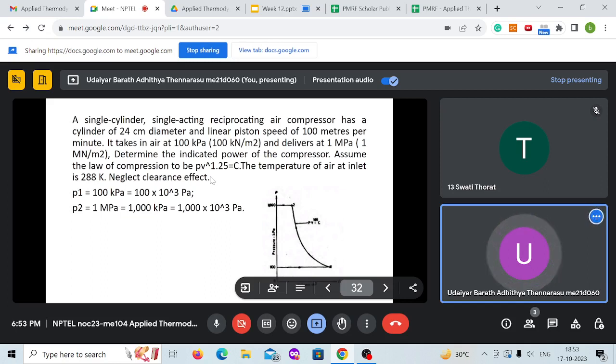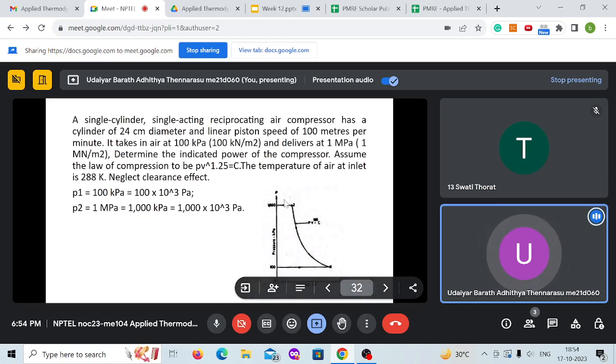So moving on, we have a single cylinder, single acting reciprocating air compressor which has a cylinder of 24 centimeter diameter and a linear piston speed of 100 meters per minute. It takes in air at 100 kilopascal and delivers at 1 megapascal. Determine the indicated power of the compressor. Assume the law of compression to be PV raised to power 1.25 and the temperature of air at inlet is 288 Kelvin. Neglect clearance effect.